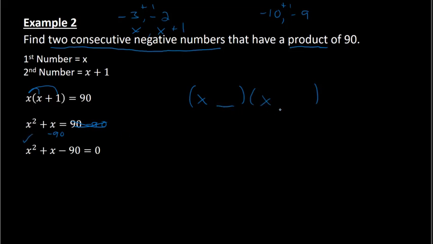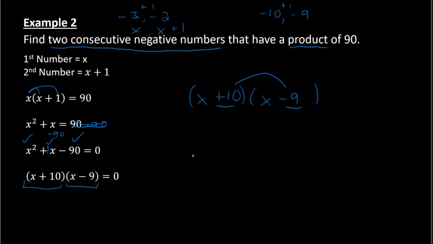And then I need two numbers that multiply to get negative 90 and would add to give me a positive 1. Well, that's going to be a positive 10 and a negative 9. That would multiply to get negative 90, and they would add to give me a 1. So that is how I factor that left side. And now, since everything is being multiplied, we have x plus 10 being multiplied with x minus 9, I can set each part equal to 0.